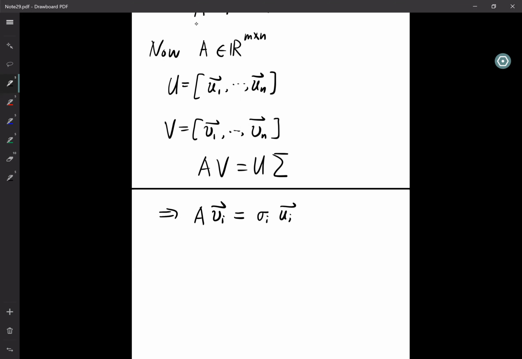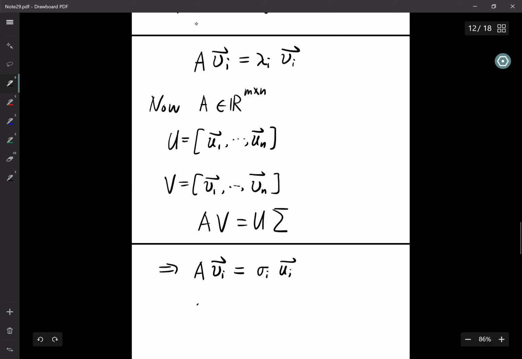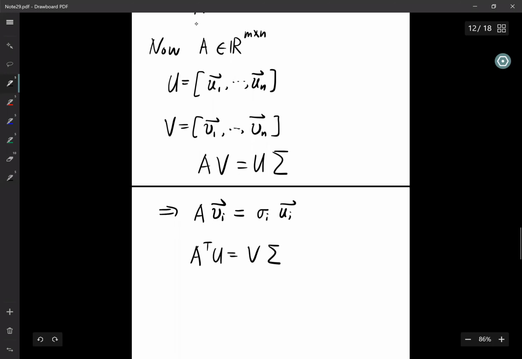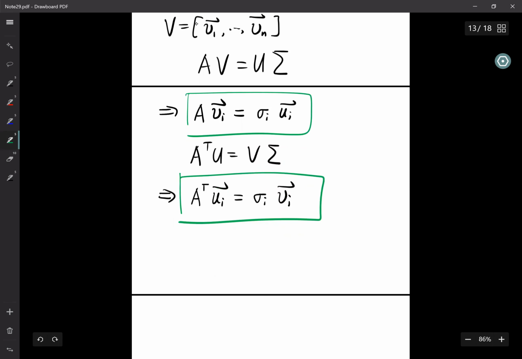Similarly, as I said, from this one we have A transpose U equals V sigma. What this means, column by column, is A transpose u i equals sigma i v i. So these two equations give really, geometrically, what it does, which is I go from a space.